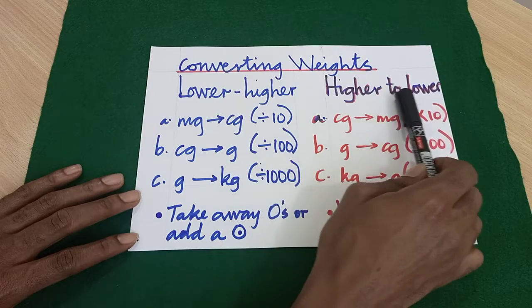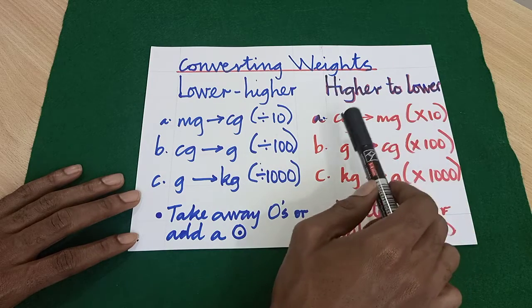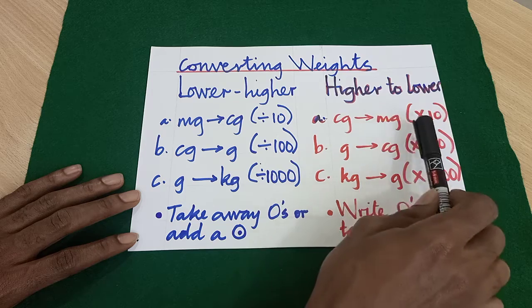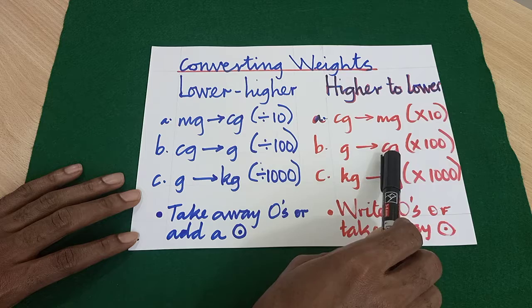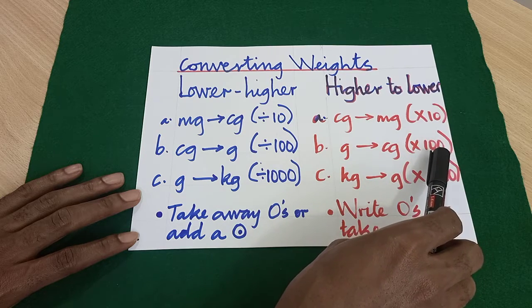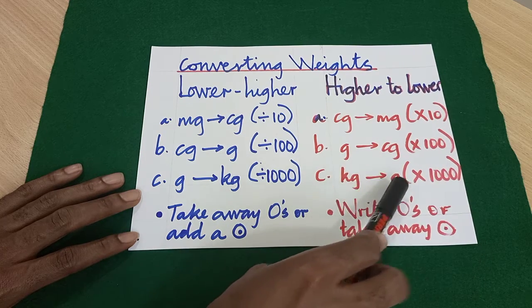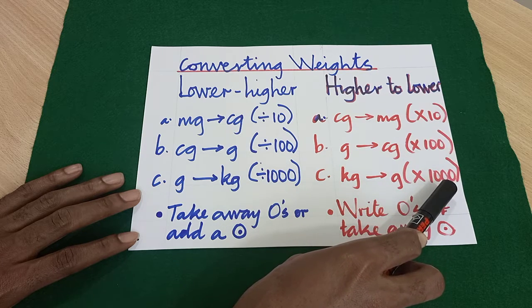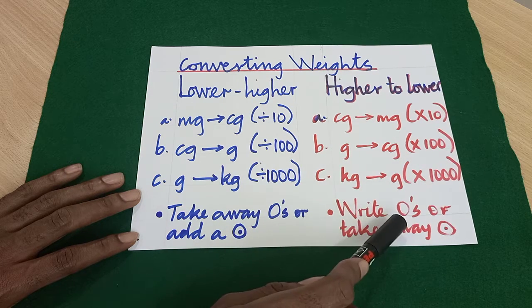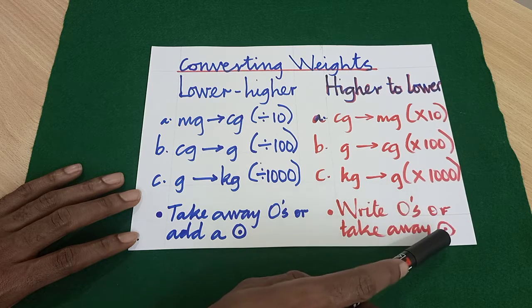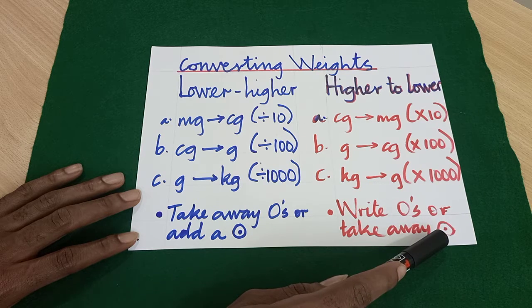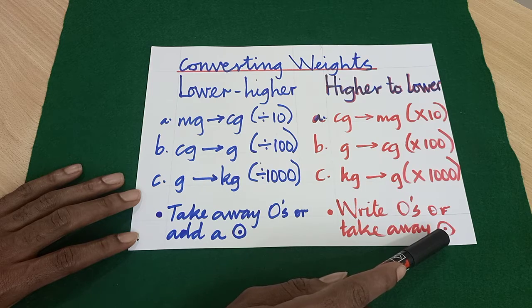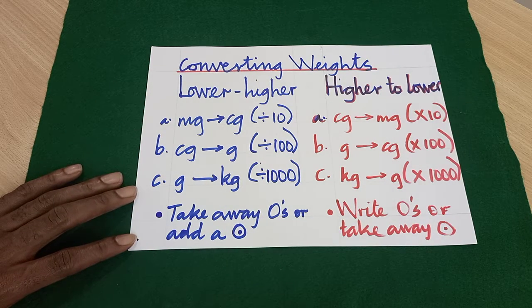Now, when converting from higher to lower, you multiply by 10. So from centigram to milligram, you multiply by 10. From gram to centigram, you multiply by 100. And then from kilogram to gram, you multiply by 1000. What does it mean to multiply by a multiple of 10? You add or write zeros or you take away the decimal point. Now, if there is a decimal point, the first thing you do is to take it away instead of adding a zero. Once you've taken away the decimal point, you can add the remaining number of zeros. Okay? Good. Now, let's move on to the first.